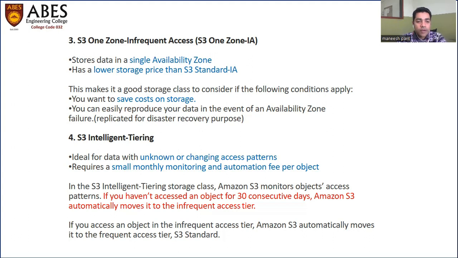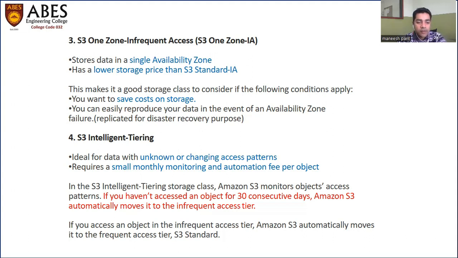Now the first point, let us see, ideal for data with unknown or changing access patterns. It requires a small monthly monitoring and automation fee per object. In the S3 Intelligent-Tiering storage class, Amazon S3 monitors object access patterns. If you have not accessed an object for 30 consecutive days, Amazon S3 automatically moves it to the infrequent access tier. So this is the intelligent part in S3 Intelligent-Tiering, that it automatically moves your storage type to infrequent access. So if you want this kind of storage, you can select this.